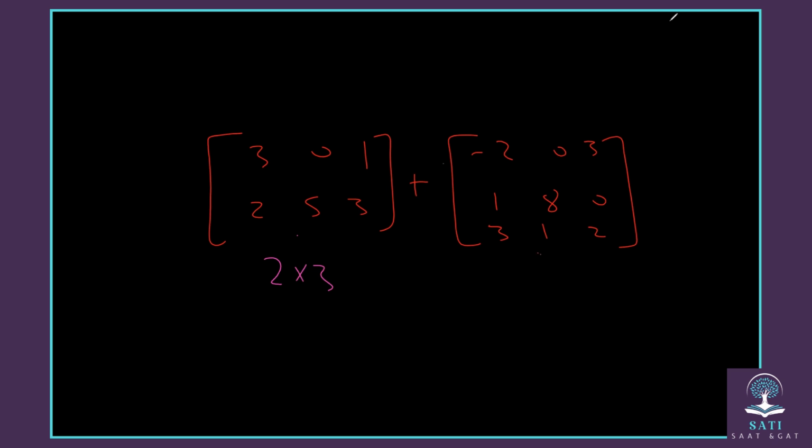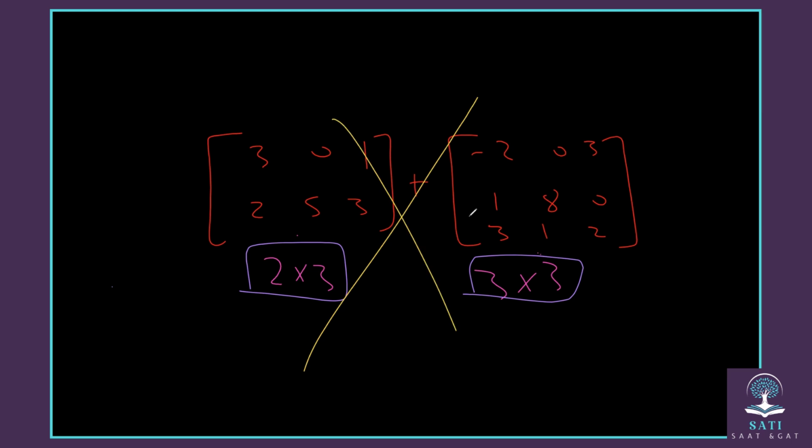And what is the order of the other matrix? How many rows does it have? 3 rows. And how many columns? As you see, it has 3 columns. So in this case, it's going to be 3 times 3. Since it is 3 times 3, is this order the same as the other order? Are they the same orders? No, they are not. So in this case, we cannot add these two matrices. We can add them only if they have the same order.